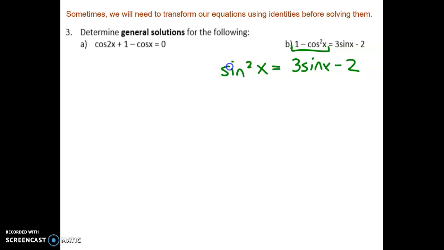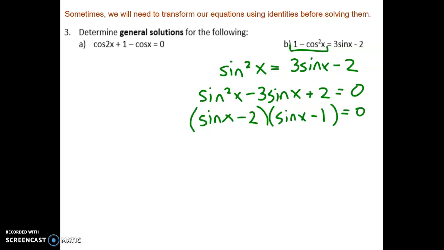But before we can factor, we should move everything to one side of the equal sign. And it's nicest to have your squared as a positive. So I'm going to subtract my 3 sine x and add my 2 to the other side to equal 0. So I'm just moving my 3 sine x and my 2 over to the other side so that now it's in quadratic form. Where do we go from here? So these would be our factors.